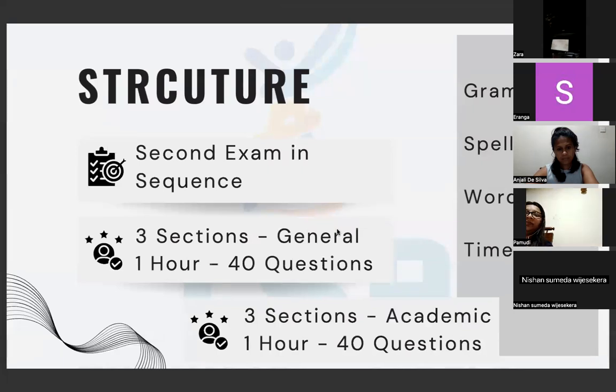You have 1 hour and you have 40 questions to complete within this hour. All right. This is the same for both general and academic test takers. There is no difference in the time. There is no difference in the number of questions. Okay. There is also no difference in the number of sections that you're going to get. Clear?